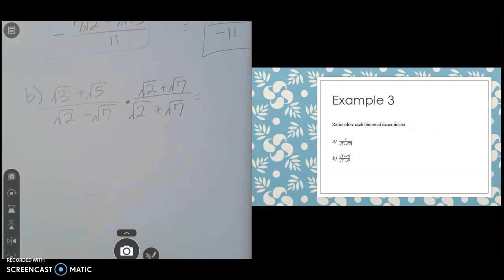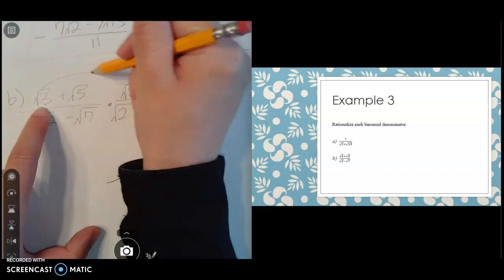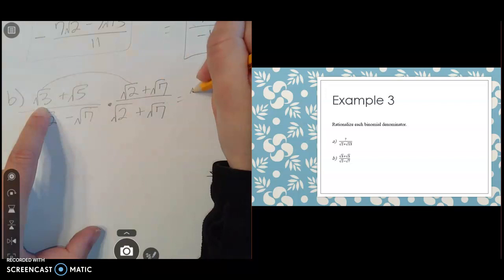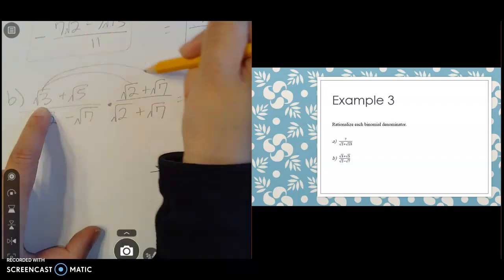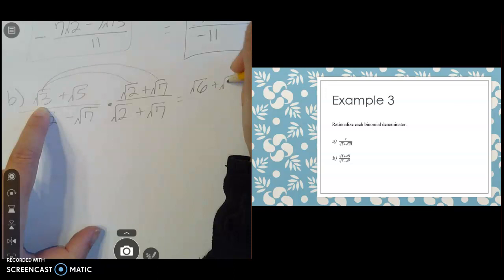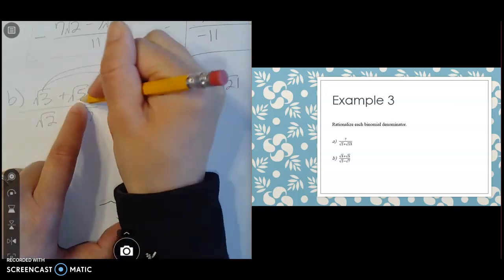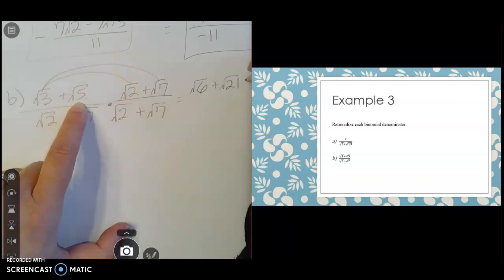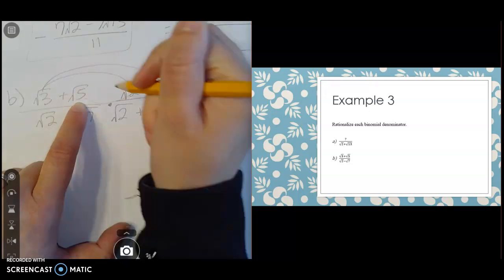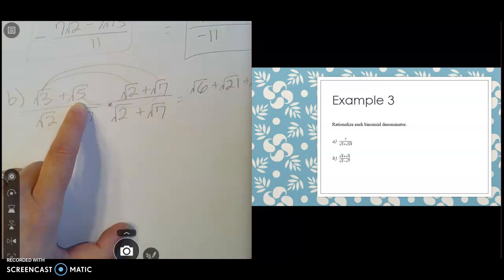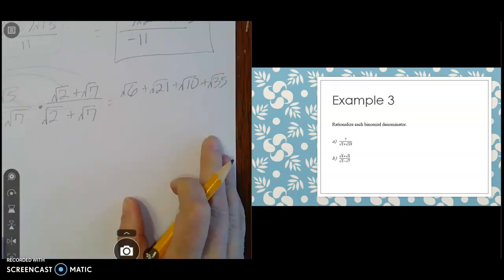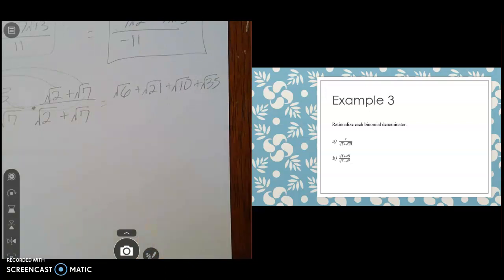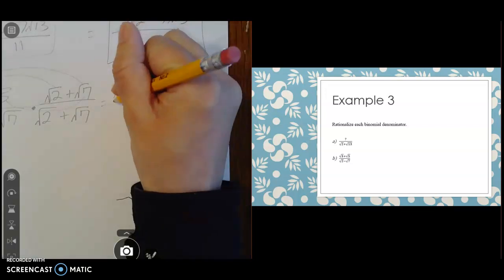Lots of distributing. In the numerator, we'll do square root of 3 times square root of 2, so that would be the square root of 6. We'll do square root of 3 times square root of 7, so that would be the square root of 21. We'll do the square root of 5 times the square root of 2, so that would be a square root of 10. And we'll do the square root of 5 times the square root of 7, which would be the square root of 35. None of those simplify nicely. None of them break down into pairs that can be taken out. And none of them are like terms. So we're going to have 4 terms in the numerator.